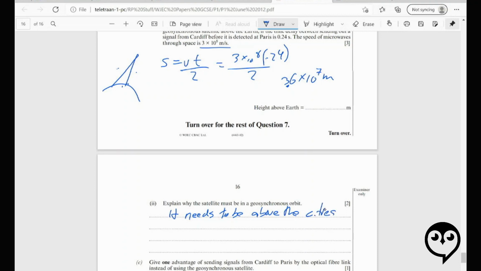Needs to be above the cities. If it's somewhere else, that's not going to work. Okay, it needs to be right above there. Otherwise, it won't be above, and we won't be able to use it. I'm wondering what they need for 2 marks for that.